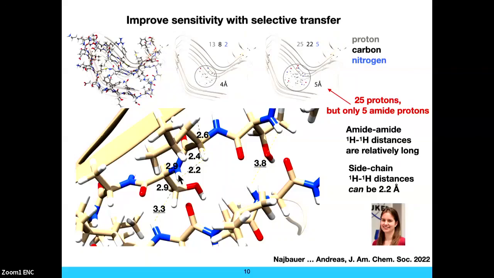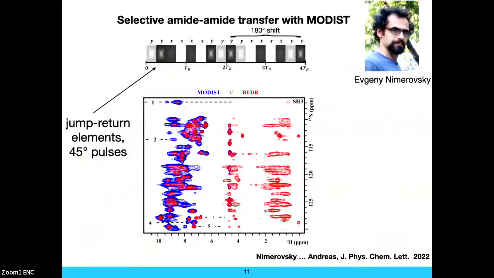And so predictably then, if we have a broad-banded recoupling sequence, the polarization just goes right out to the side chain. And this you can see here in red for RFDR, which is broad-banded, the polarization quickly is lost out to the side chain. So this motivated our development of a selective recoupling technique. We wanted a zero quantum technique so that different transfer pathways through relayed transfers would add up.